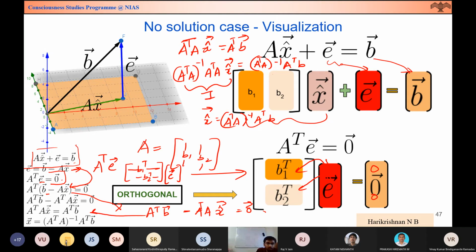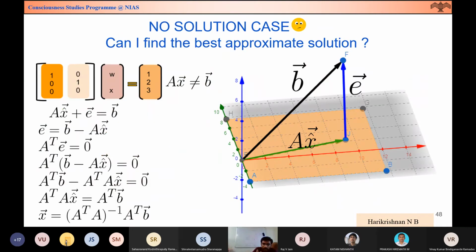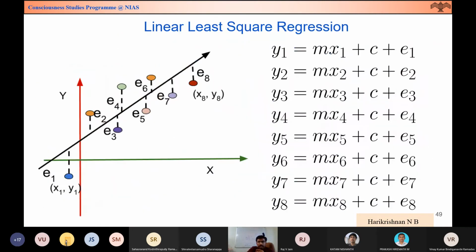So A x cap, what we need to find out, is the approximate value of B. A x cap approximates B. So we found one of the best x cap vectors that approximates B. Whenever you have no solution, we can apply this method, and this is very powerful, because the no solution case is nothing but the linear regression that we do.